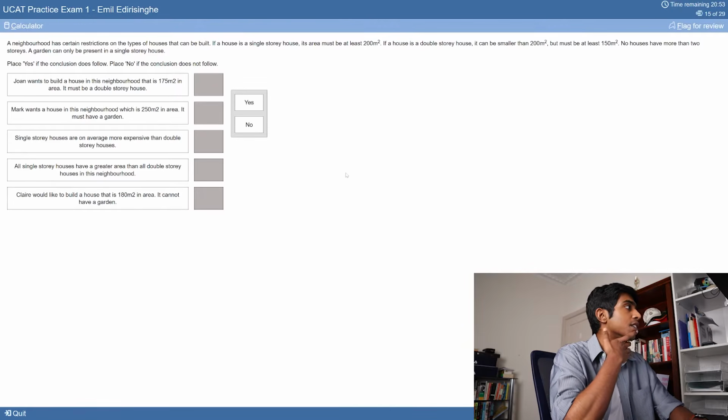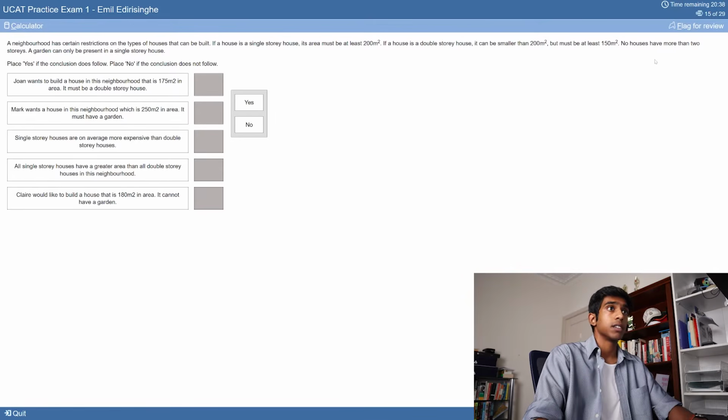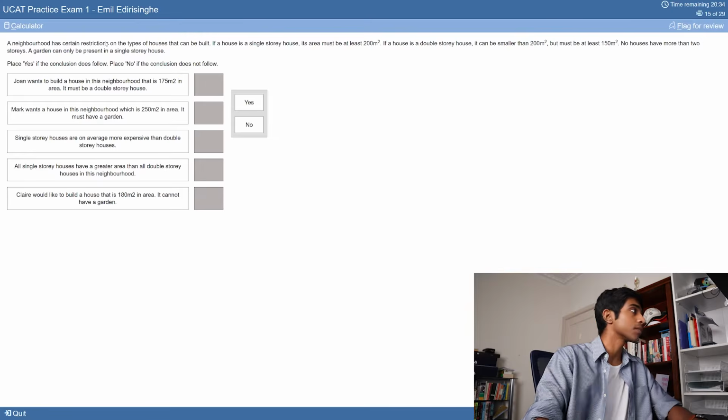A neighbourhood has certain restrictions on the types of houses that can be built. If a house is a single-storey house, area must be at least 200 metres. If the house is a double-storey house, it can be smaller than 200 metres, but at least 150 metres squared. No houses have more than 2 stories. Garden can only be present in a single-story house.